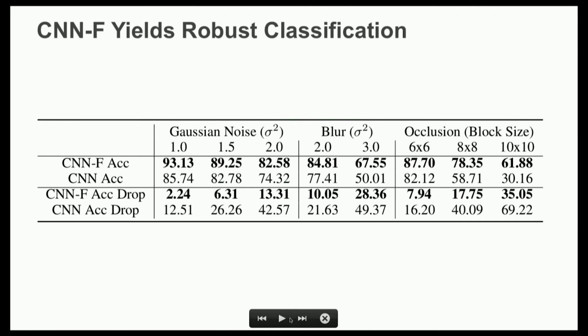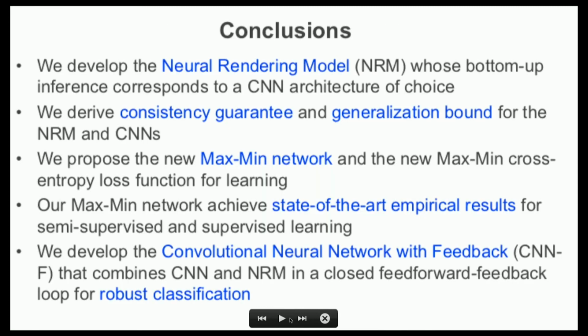We also show the robustness of our methods under this degradation. The original CNN has a significant performance drop when you have noise, blur, and occlusion, but our model achieves much better accuracy with a smaller performance drop in those situations. And this is the initial experiment on MNIST. I know that there is more to do, at least to scale up to CIFAR-10 and ImageNet, but these are initial promising results.